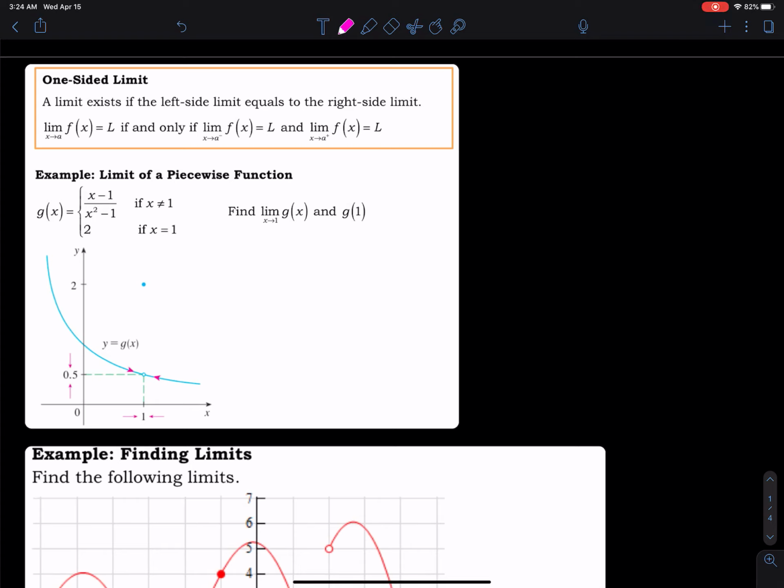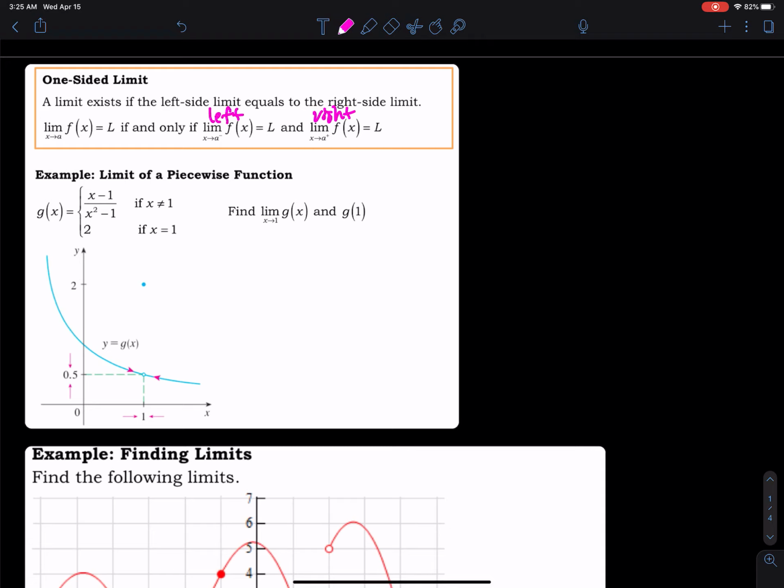One-sided limit. A limit exists if the left side limit equals the right side limit. So we have the limit as x approaches a of f of x equals L if and only if the left limit and the right limit are both equal to L. Let's look at an example.